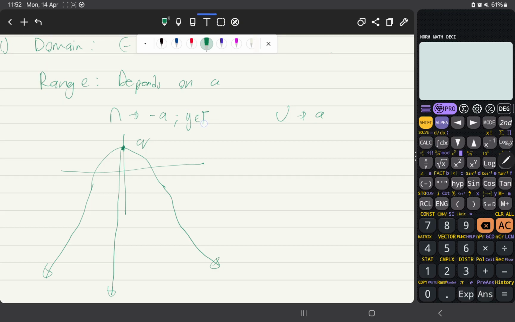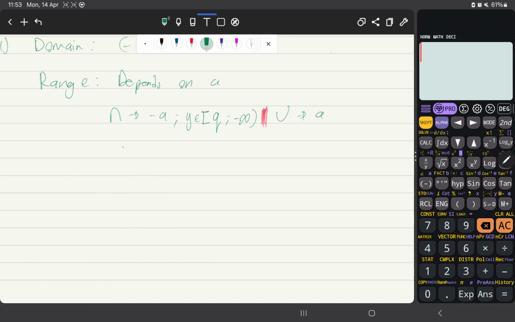Q is gonna be included. So it's from q to where? To negative infinity, right? Let me make some separation. Okay, let me draw it. So with a being positive, let me start by erasing this one.